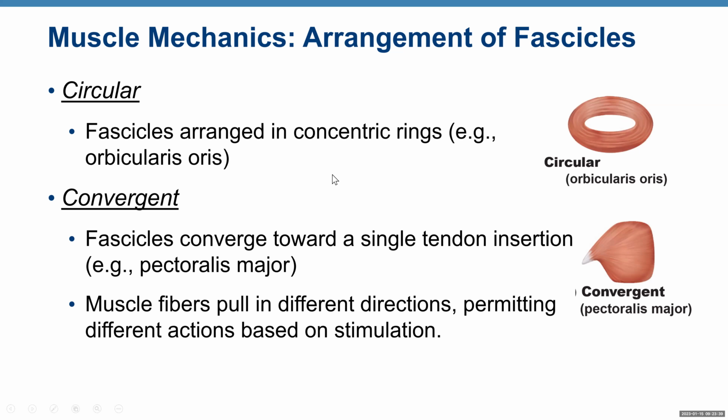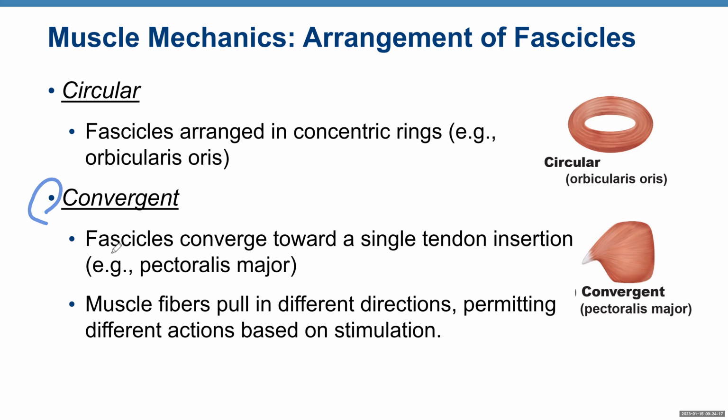Muscle mechanics and arrangement of fascicles. I just want to remind you what fascicles are. Muscle cells are organized into bundles. A bundle of muscle cells is called a fascicle. And we have different types of organization for those fascicles. We can have circular fascicles arranged in concentric rings. Examples are orbicularis oris, the muscle around your mouth, or orbicularis oculi.